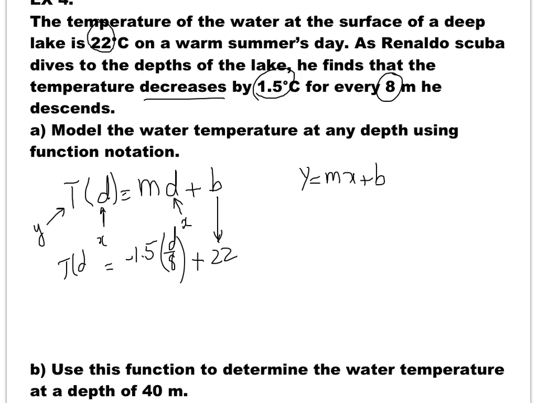So this is going to be my equation. T of d is equal to negative 1.5 times d over 8, plus 22. Negative 1.5 because it decreases by 1.5 degrees. This is the slope. 22 is our initial value, which is at the surface. And we are dividing by 8 because the decrease is every 8 meters.